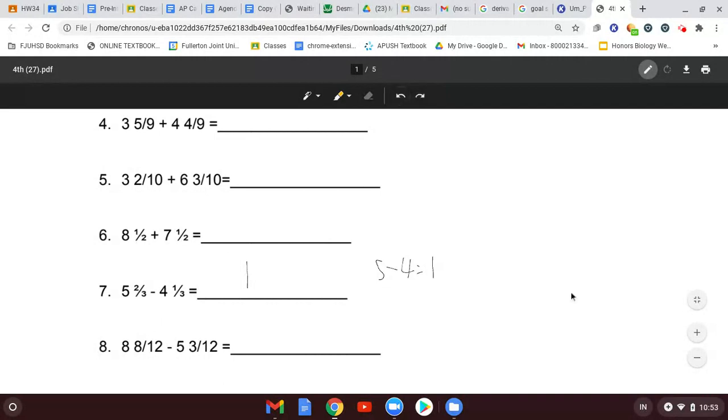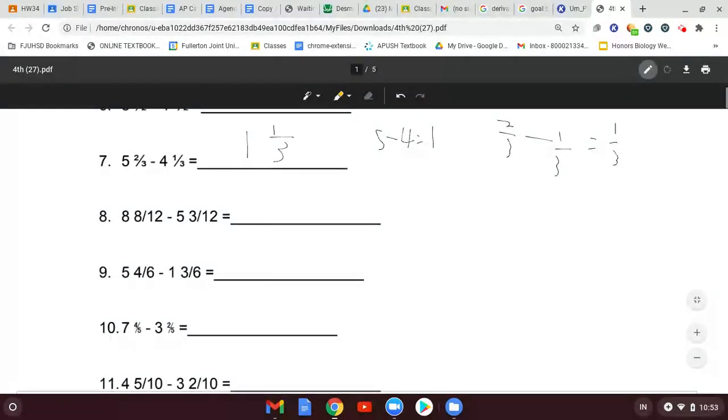And then 2/3 minus 1/3. Okay, that would equal 1/3, right? And that would be 1/3.